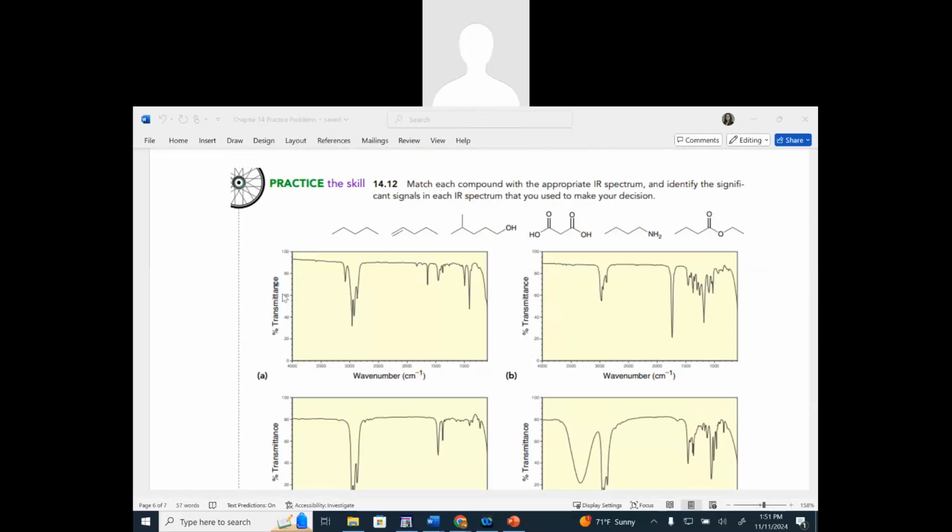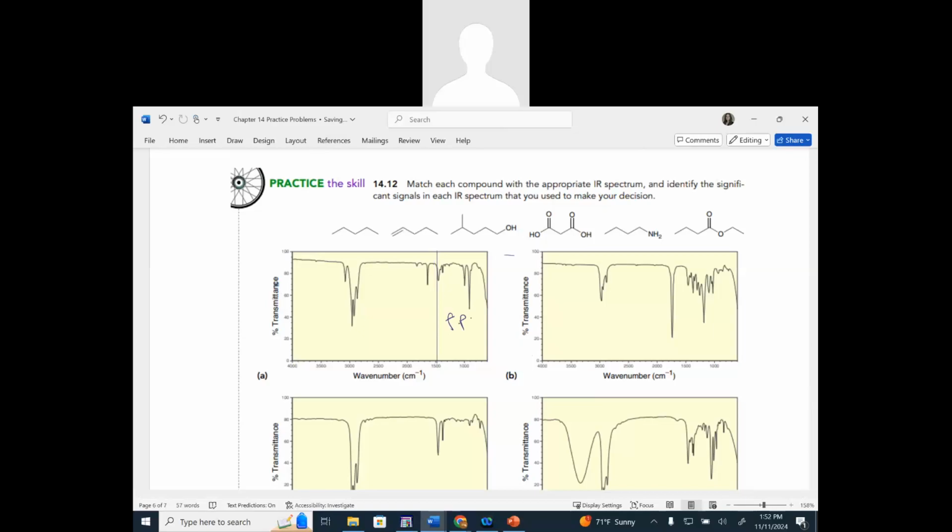So let's take a look at A here. We can begin by drawing our line around 1500 here. So we can draw a line up. And again, this is our fingerprint region, so we'll call it the FP region here. So most of our useful information will be above that region.